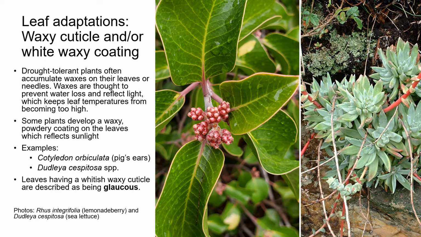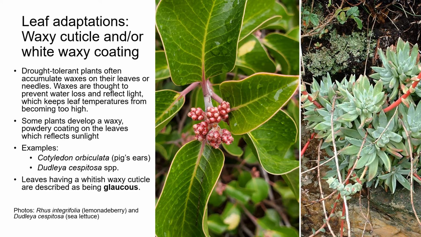Plants in both hot and cold climates often accumulate waxes on their leaves or on their needles. These waxes are often shiny and are thought to prevent water loss and reflect light, which keeps the leaf temperature from becoming too hot. The waxy cuticle also provides insulation in freezing winter temperatures.